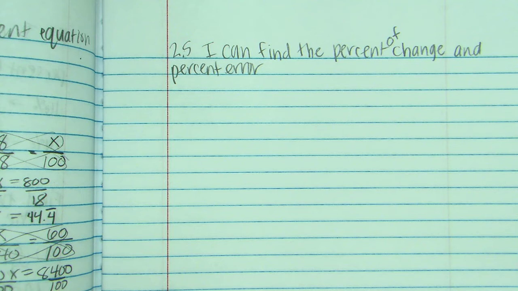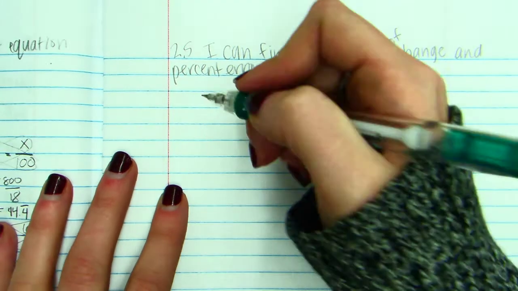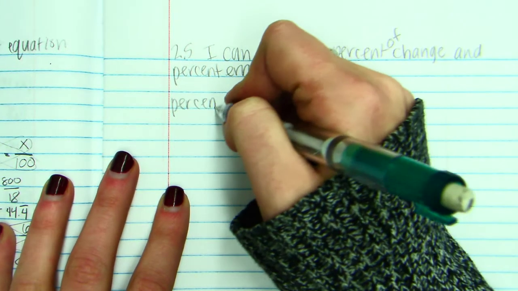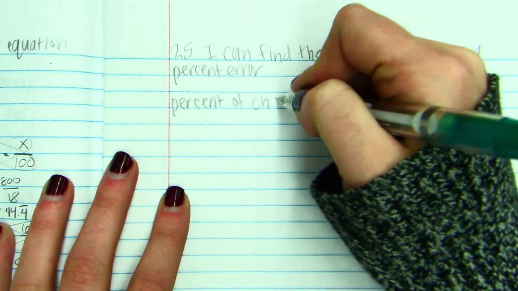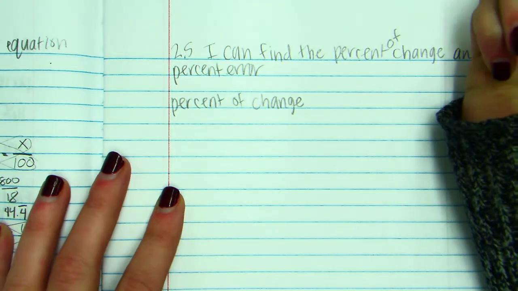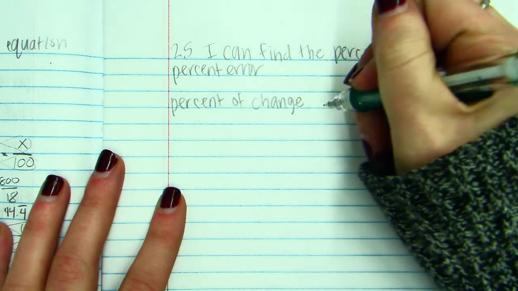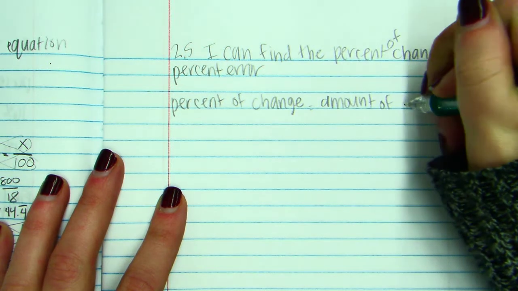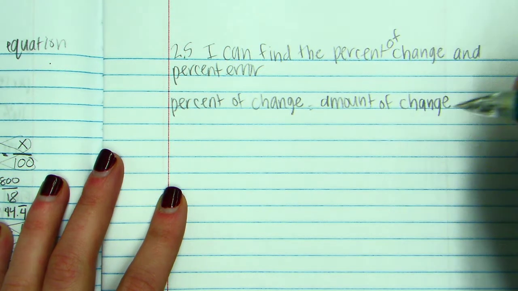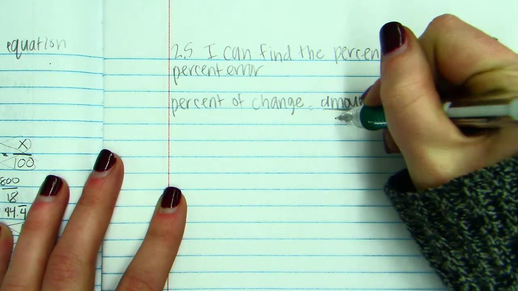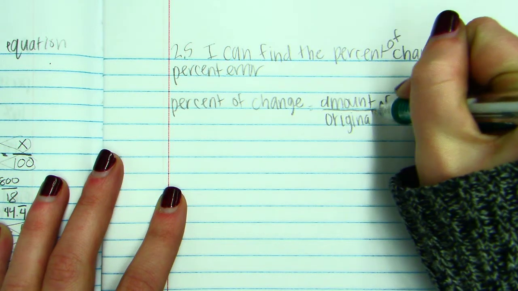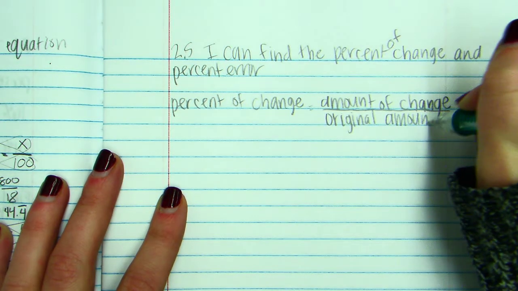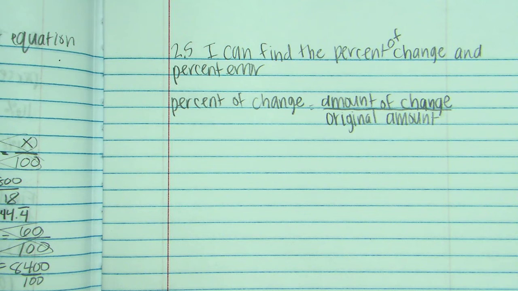Section 2.5 is where I can find the percent of change and the percent error. Let's give the formula for percent of change first. Percent of change is the amount of change, so how much something changed by, divided by the original amount. Then we'll do a few examples.